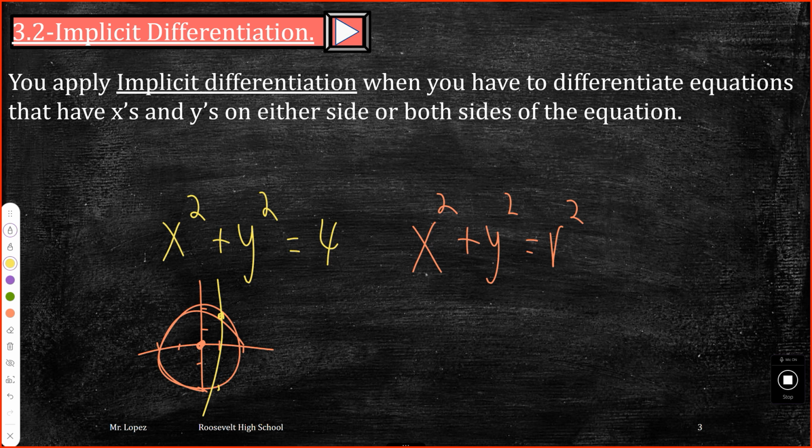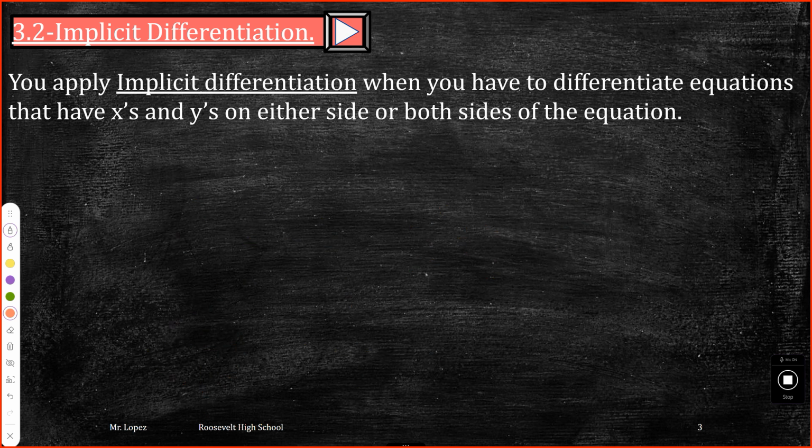Then you got some, what are they? Ellipses. You got ellipses and all those other shapes that you did in trigonometry. But in any case, you apply implicit differentiation when you have to differentiate both sides that have x's and y's. Okay, so here's an example. If you have x squared plus y squared equals 25, that is a circle with a radius of 5, then how do you find dy dx?